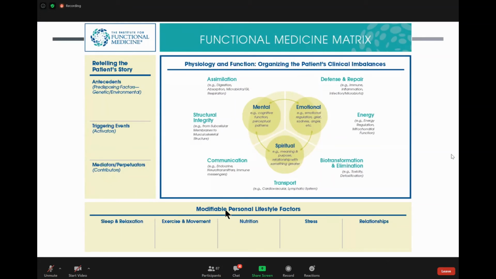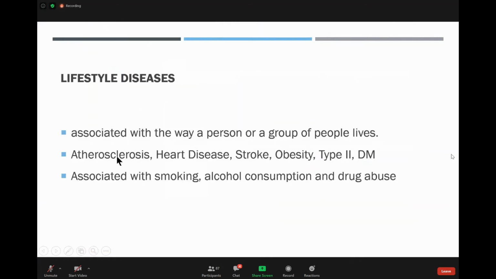And then your modifiable risk factors. You have sleep and relaxation, exercise, movement, stress and relationships, and of course your nutrition. And we're going to zero in on nutrition today. So dito po, no? So your lifestyle diseases kasi they arise from the way a person or a group of people lives. No? Paano sila nabubuhay? Uri na pamumuhay. That's why it's called lifestyle. Uri ng ating pamumuhay. Some cases are your atherosclerosis, your heart diseases, your stroke, your obesity. No? Obesity po isang sakit na rin.